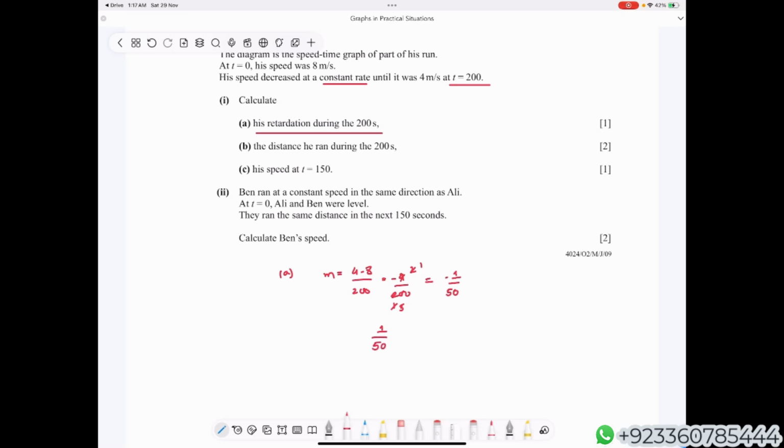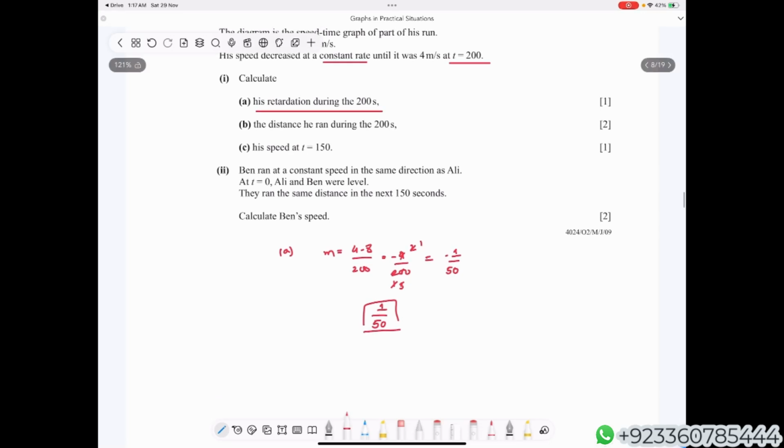If it is acceleration, you would leave it as -150, but when they have mentioned retardation, the word retardation already accounts for the negative side. So the answer is going to be 1 over 50. I hope this is clear.